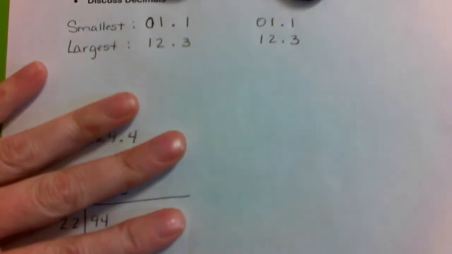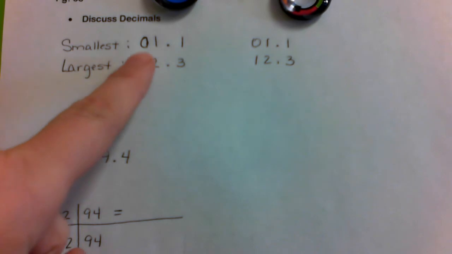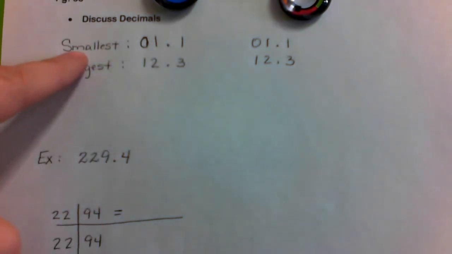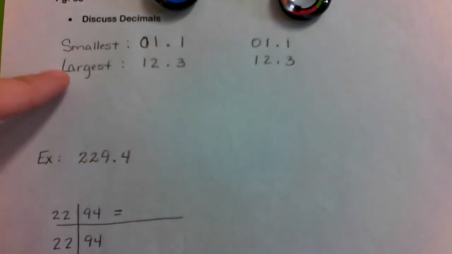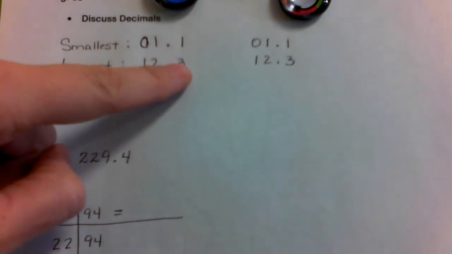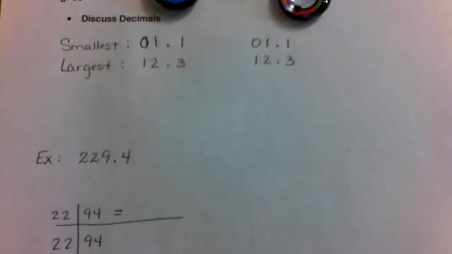Now, sometimes your data values may have a decimal. I've given an example here. We have the decimal 1.1. Suppose that was my smallest number, 1.1. Now notice I put a 0 in front of it because my largest number is 12.3. So when I'm dividing these, I need to have the same number of digits.